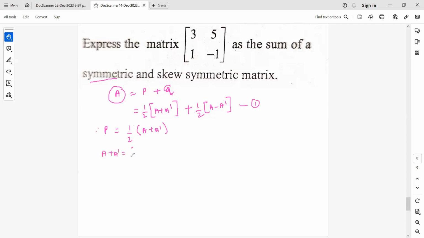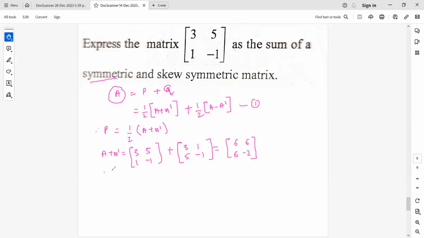A plus A dash is equal to [3 5; 1 -1] plus the transpose of this matrix, which will be [3 1; 5 -1]. When we take the sum, we get 3 plus 3, which is 6; 5 plus 1, again 6; 1 plus 5, equal to 6; and minus 1 minus 1, which will be equal to minus 2.